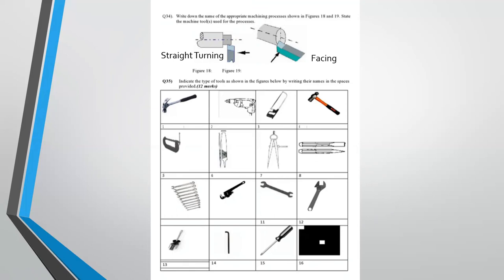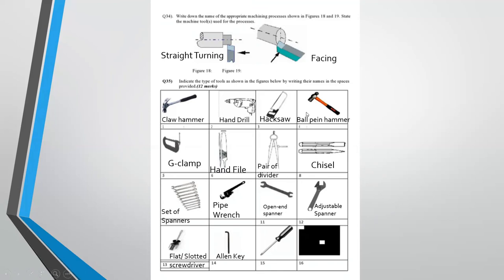The next one is a hand drill, so an electric hand drill. This is a hacksaw, a ball-pein hammer. This is a G-clamp. This is a hand file. Next one, a pair of dividers. This is a chisel. It's given in a different direction, that's why you see it like this. So this is a chisel.